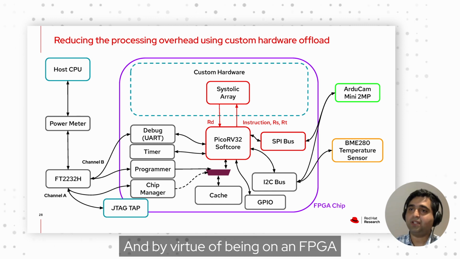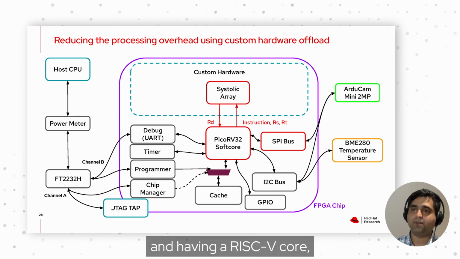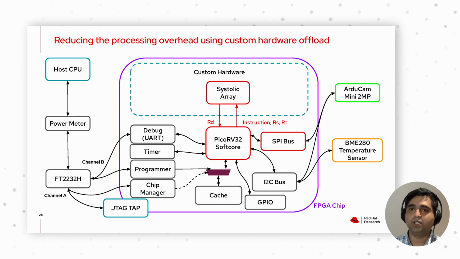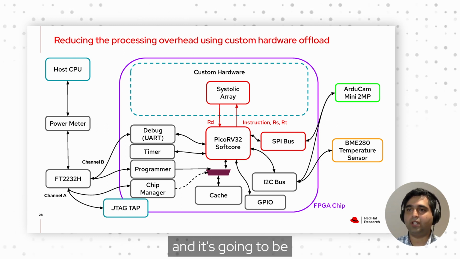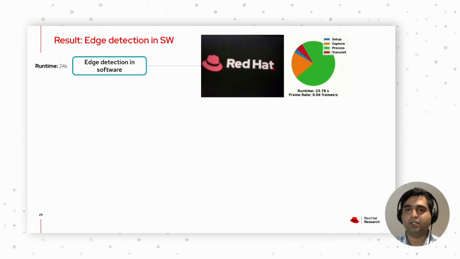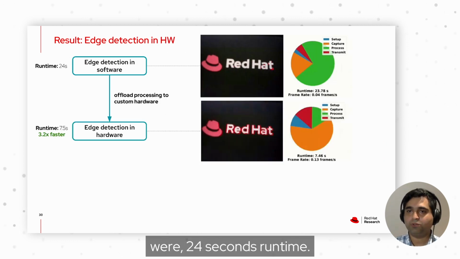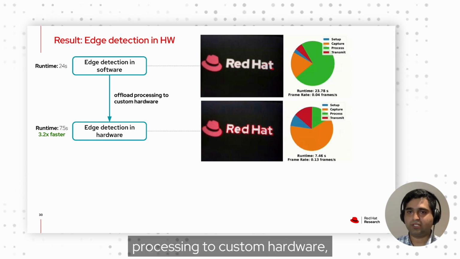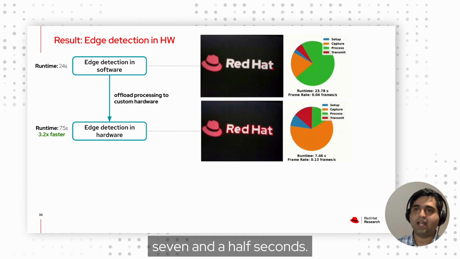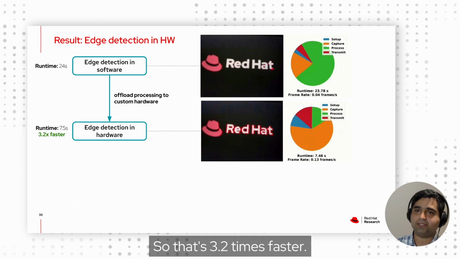And by virtue of being on an FPGA and having a RISC-V core, we can just use a custom instruction. So what we did was we implemented a systolic array that's going to hang off the soft core, and it's going to be interfaced by a custom instruction. And so this is where we were, 24 seconds runtime. When we offloaded the processing to custom hardware, we now get it down to 7.5 seconds. So that's like 3.2 times faster.